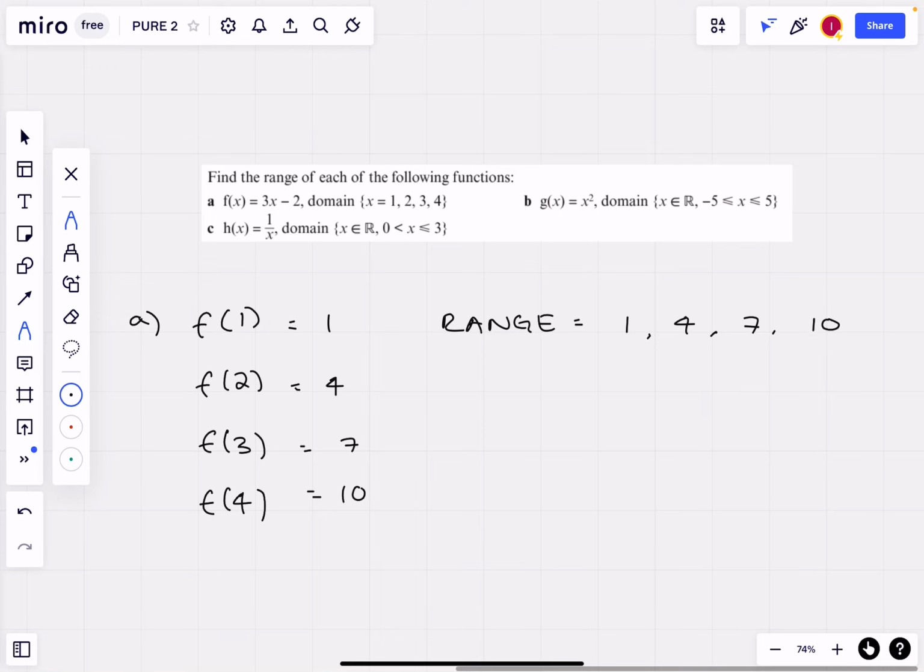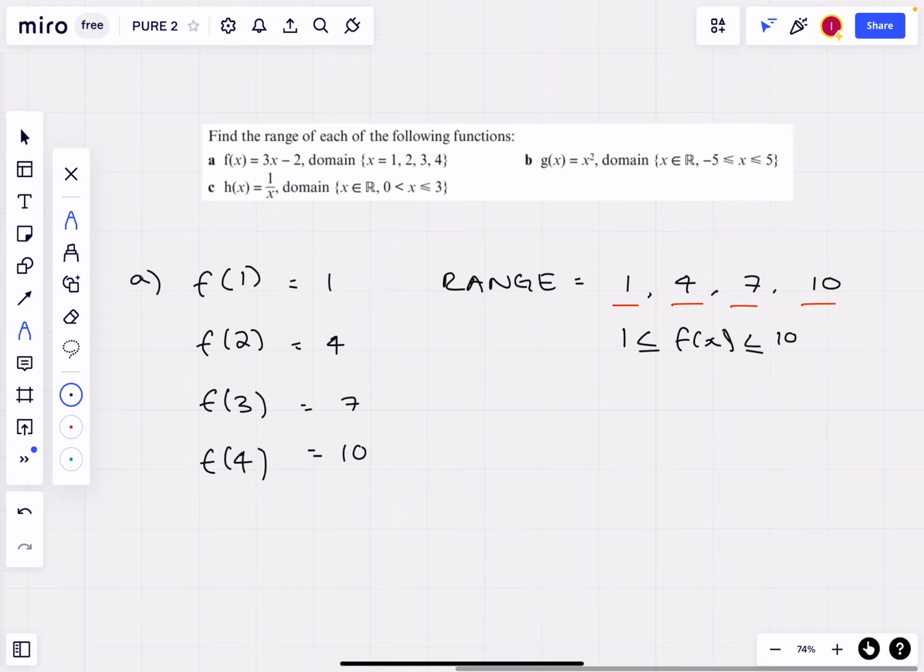Okay? It's not 1 to 10, because it's specific to these values. It's not going to be 6, it's not going to be 8. But those are the possible values that y can take within that range of x values. And that range of x values we just referred to as domain.